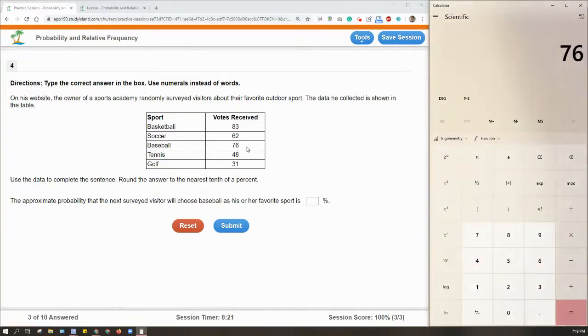76 divided by 300. So the portion of people that chose baseball is 0.25, 3 repeating. If I was going to turn this into a percent, I would move that decimal place over 2 spots, which is just the same as multiplying by 100, and I would get 25.3 repeating percent. But I need the closest 1/10 of a percent. So that number right there, I either keep it a 3 or bump it up to a 4, and I'm going to keep it a 3 because the next number is less than 5. So the answer is 25.3%.